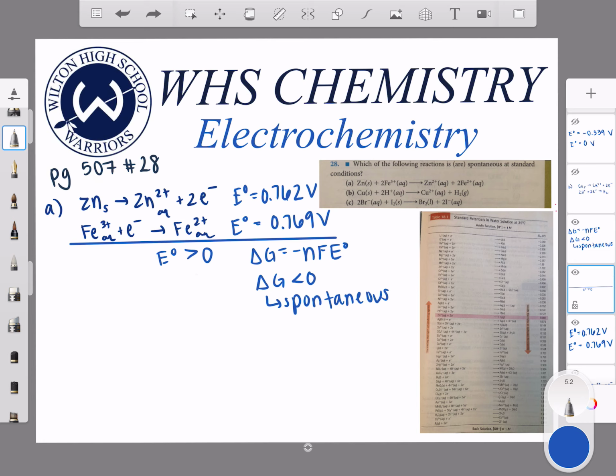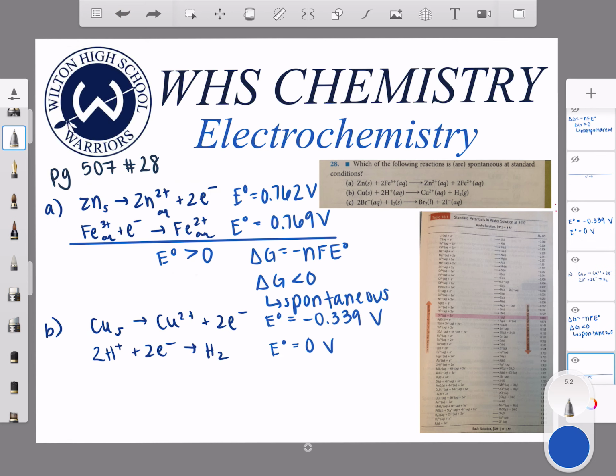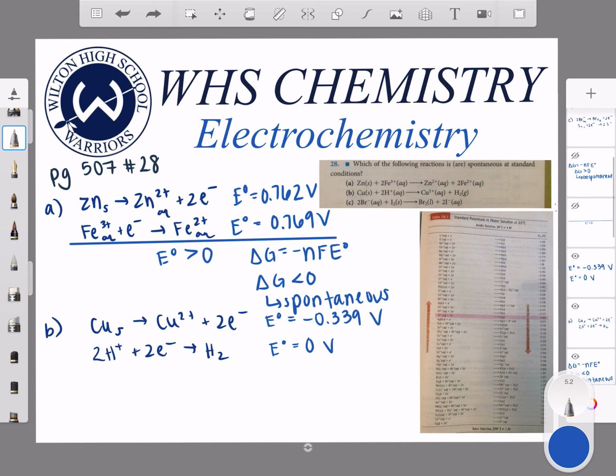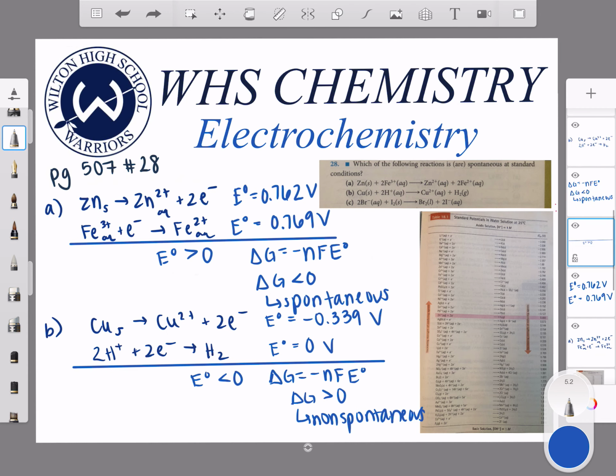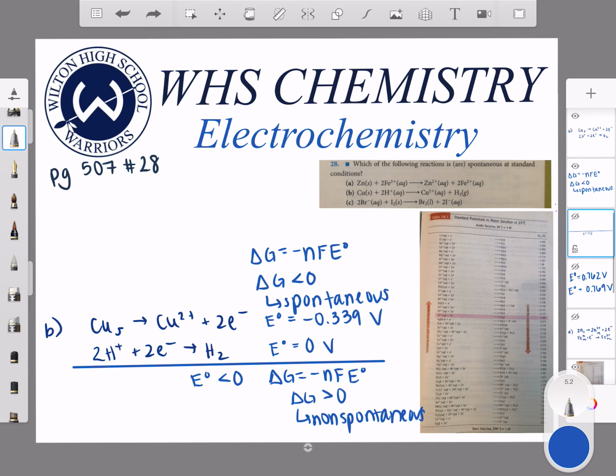We're going to do the same thing for part B. We split up into half reactions. The Cu is being oxidized, so we look at the standard reduction potential table, and then we flip the sign of the E naught. Then we get the E naughts here. The 2H+ plus 2e- yields H2 has a standard reduction potential of 0. When we add those, E naught is less than 0. So delta G is equal to negative nFE, so delta G is greater than 0, which means it is not spontaneous.